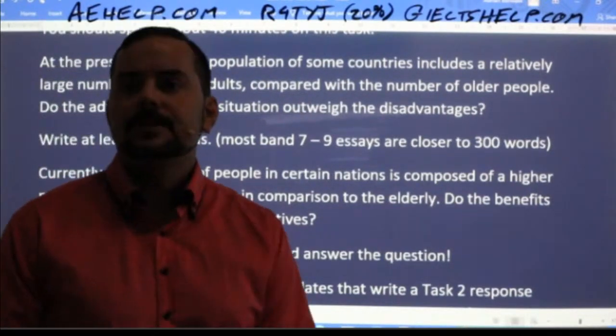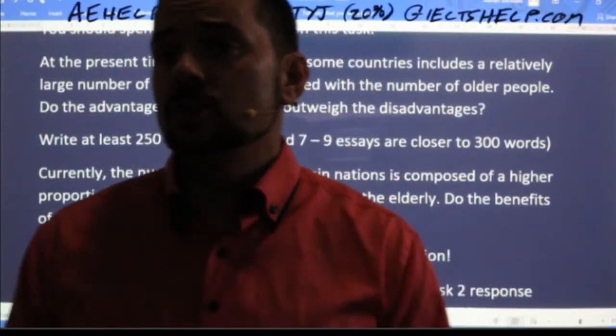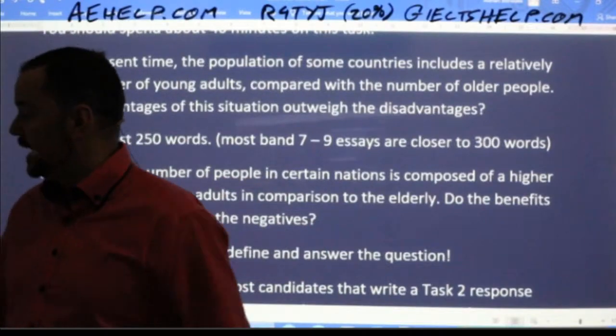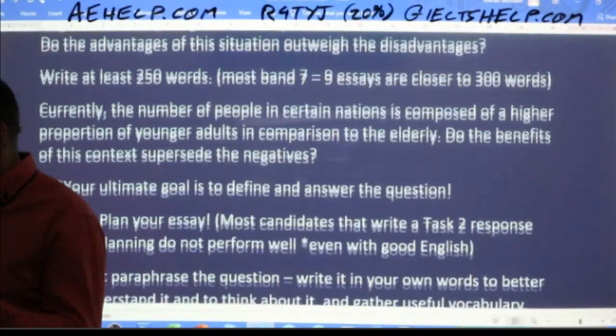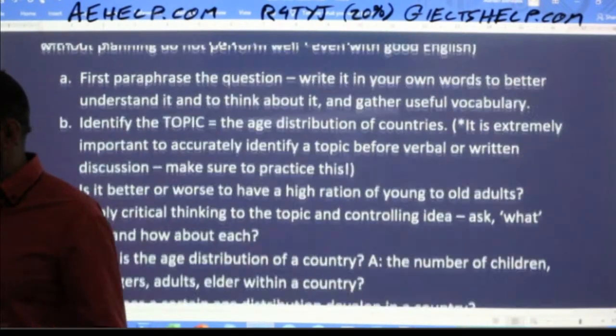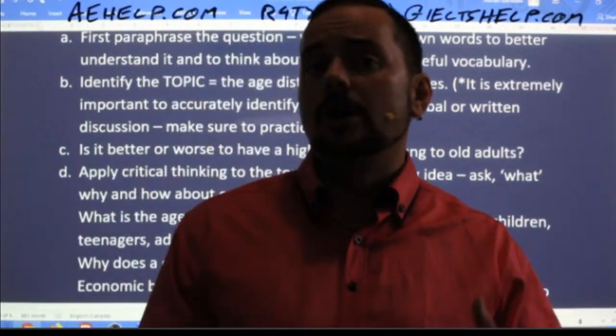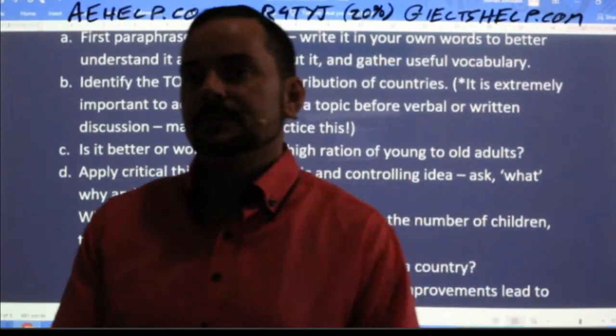All right, okay. So in this type of question, you should only choose one side. We already explained to the reader in the introduction that the advantages outweigh the disadvantages. Now we need to explain why, and we want to focus our argument on that side. Does that make sense?